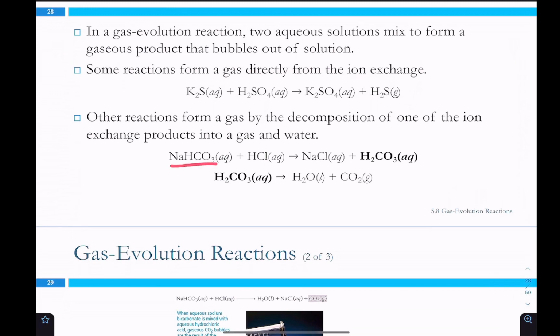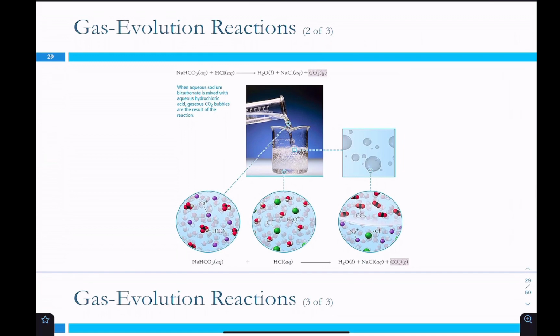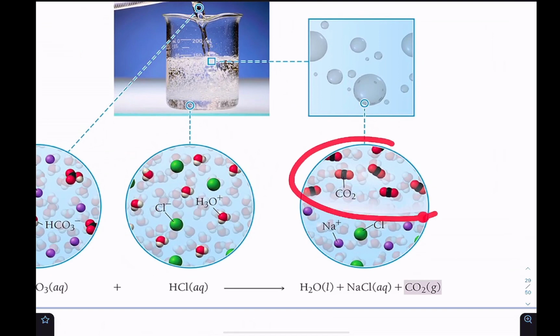So you have the sodium bicarbonate reacting with hydrochloric acid, both aqueous solutions in this case. You form a salt, which is sodium chloride, and you form carbonic acid. That carbonic acid, though, is not stable. And so when it forms, it breaks down into liquid water and carbon dioxide gas. So there's two steps to it. Whenever you mix these things, from a molecular level, you're forming bubbles of CO2, not soluble in the solution.